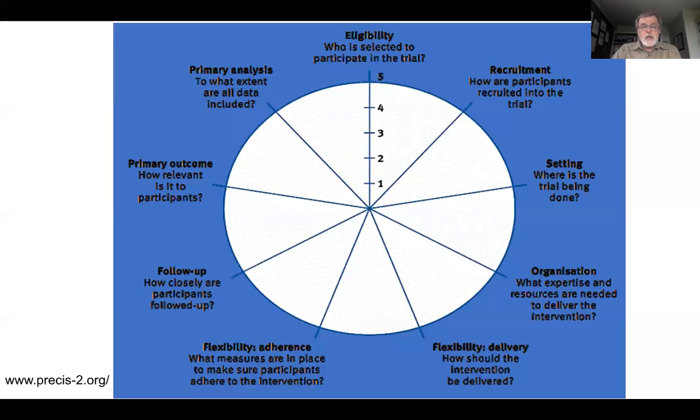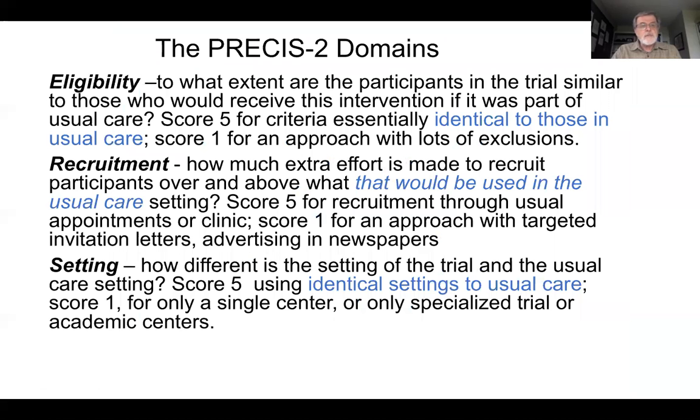So let's take a look at what this looks like. First we're going to talk about a little bit more definitions here about what these things mean. And again, I've just presented here the first 3 dimensions. But the question that you always ask yourself is the extent to which this looks like what would be done in usual care. So again, for eligibility, the question is, how similar or different are the participants in this trial to those who would receive a program if it was done in usual care?